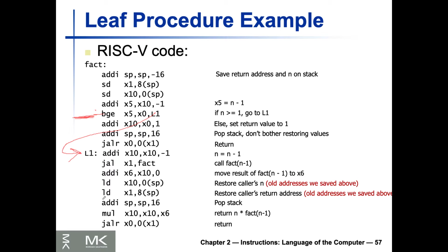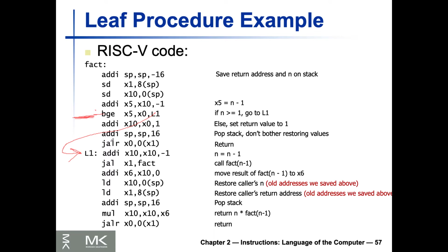This is the case that we are calling it again, right? In this case, we're going to do an addi with our n, because we want to make sure we have the factorial of n minus 1 as well, right? We call fact n minus 1. After that, we do an addi because we want to move the result of the fact n minus 1 to x6.